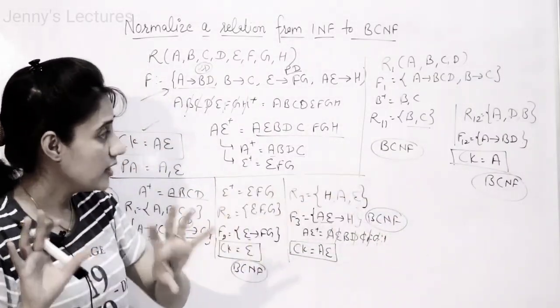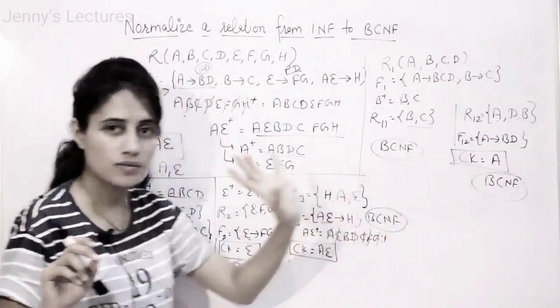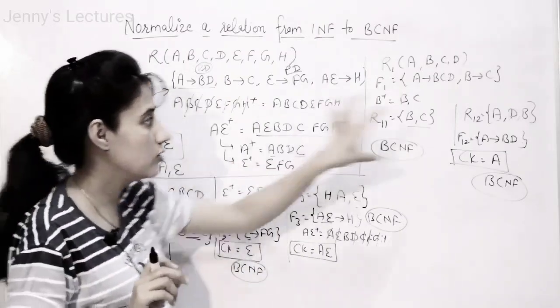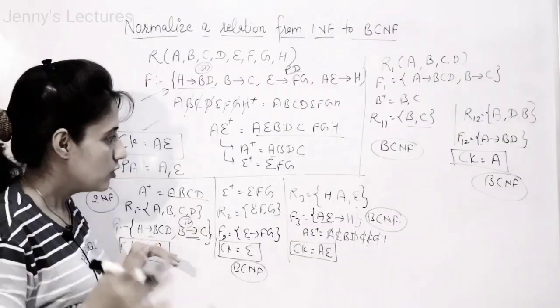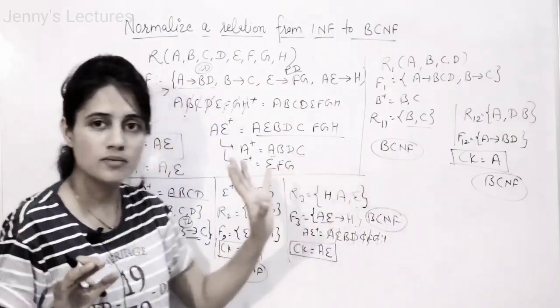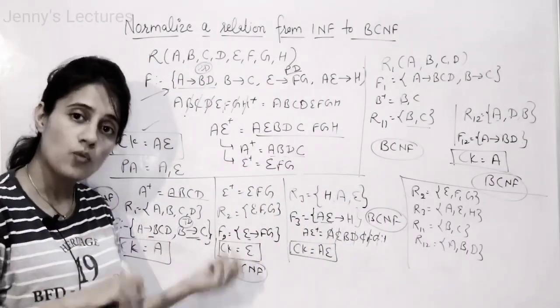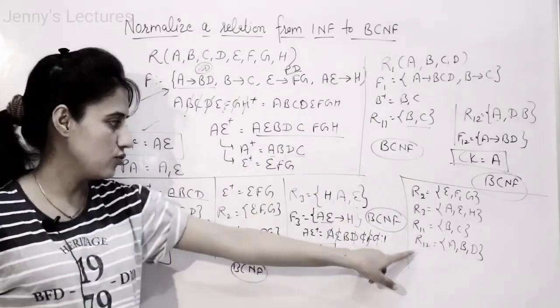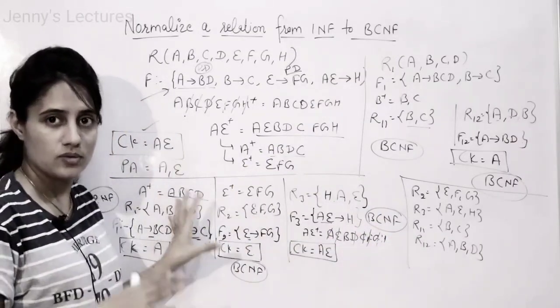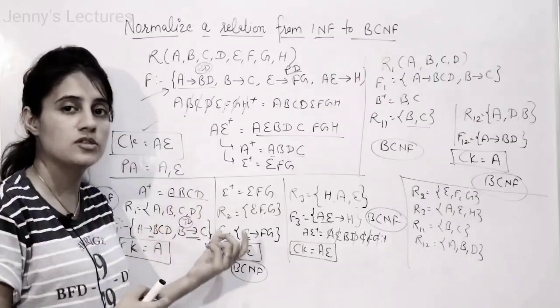Now how many subrelations are there? 1, 2, 3 and 4. We are not going to consider this one because we have decomposed it into this one to convert it into BCNF, because it was in second NF, right? So 4 subrelations are there, this one, this one, this one and this one. And if you are asked how many subrelations would be required to convert this into BCNF, then your answer would be 4 subrelations, these 4 subrelations, right? This is the step-by-step explanation of how we convert a relation which is in first NF to BCNF, right?